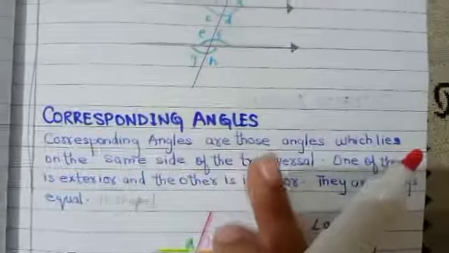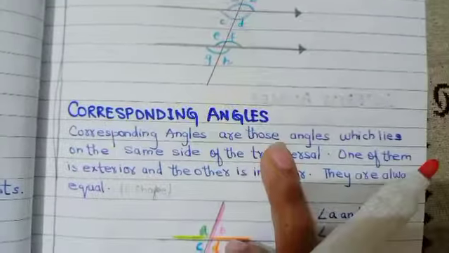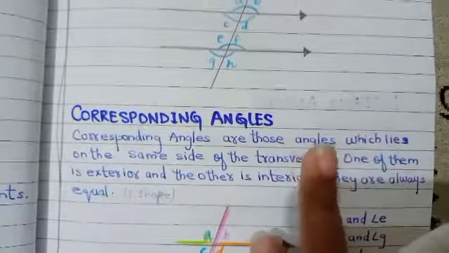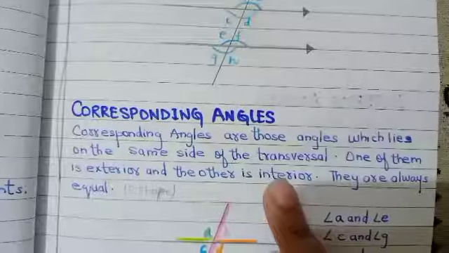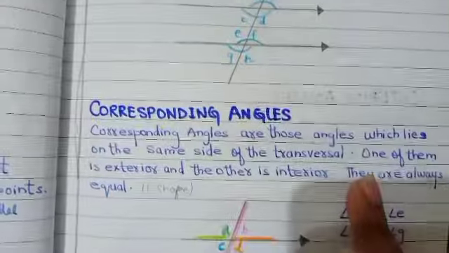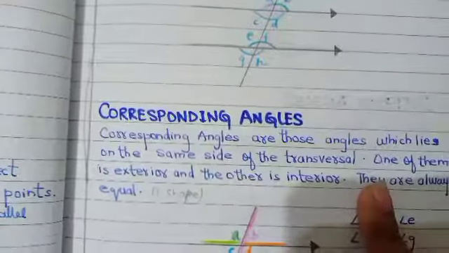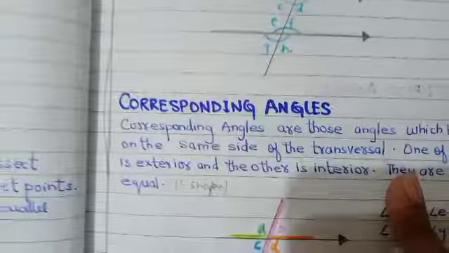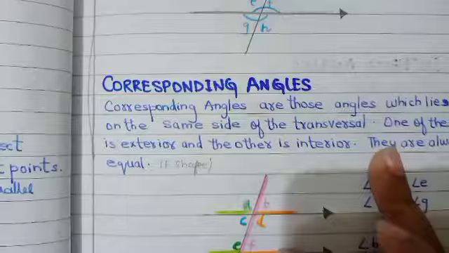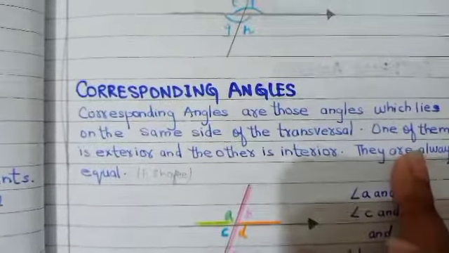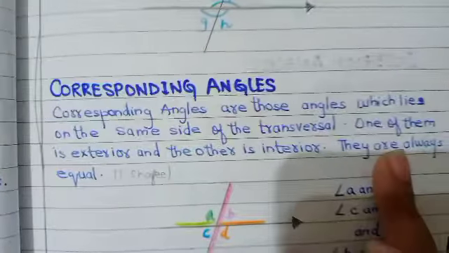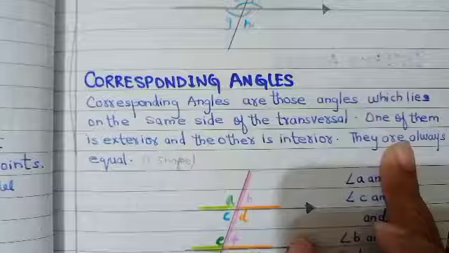So corresponding angles, what are corresponding angles? Corresponding angles are those angles which lie on the same side of the transversal. Second thing, one of them will be exterior and the other one will be interior. And third thing which you have to remember is they are always equal. If the value of one corresponding angle is 10, the value of the other corresponding angle will also be 10. This also you have to remember. This will help you when we will be solving exercises. Corresponding angles are always equal.